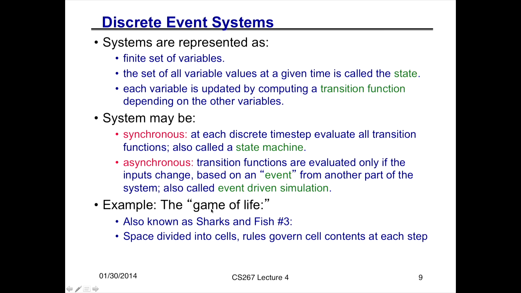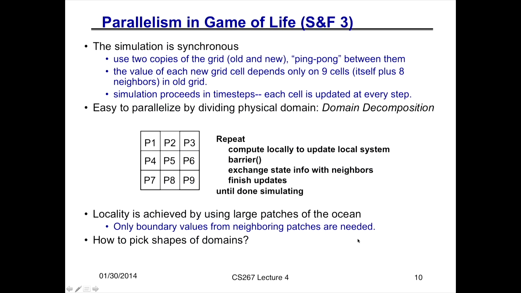And so let me give you an example now, very specifically. I'm going to simulate it in 2 ways, both synchronously and asynchronously, but let me define it. It's the game of life, and it's also called sharks and fish number 3. And so the space is divided into cells, and there are going to be some rules that govern the cell contents at each step. So let me write it down and explain how we're going to parallelize it. We're going to do the synchronous one first.